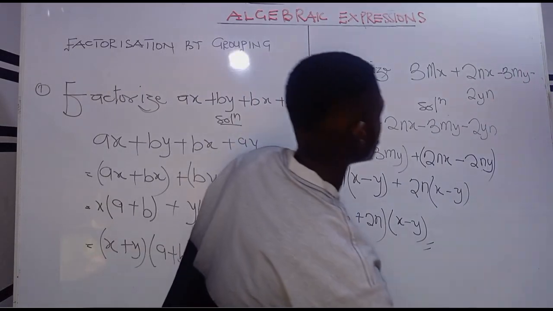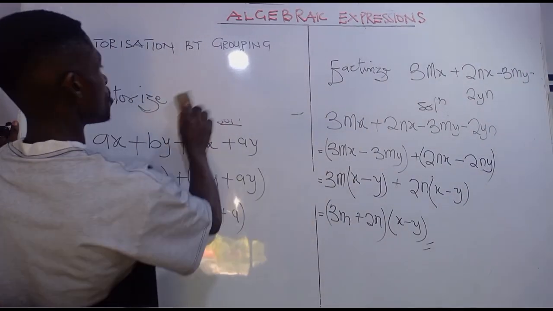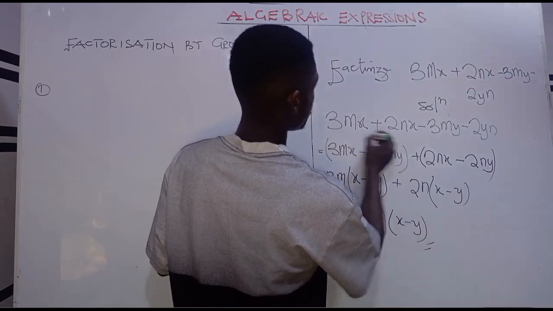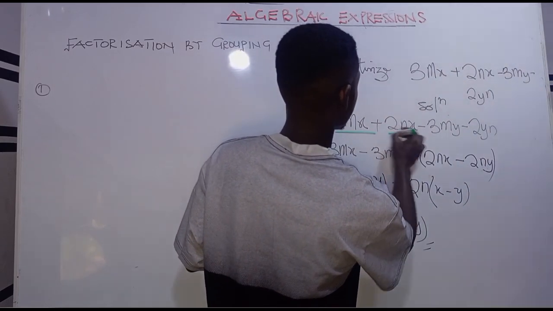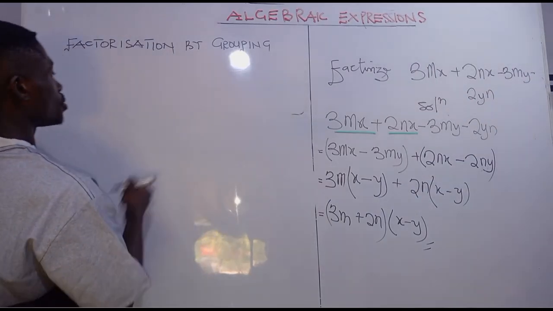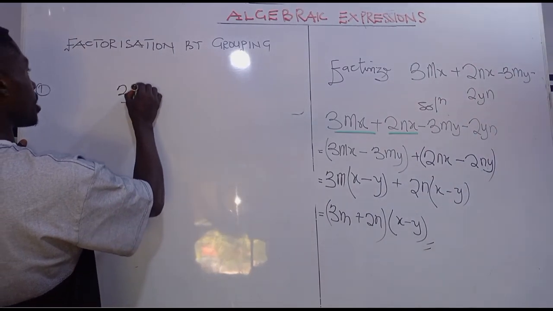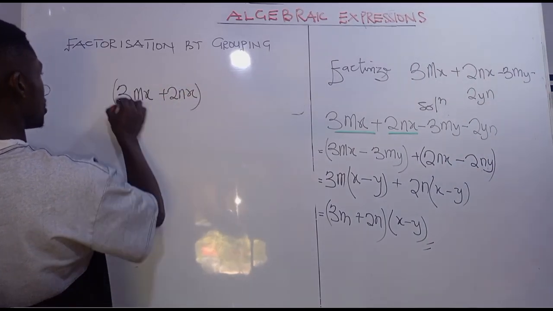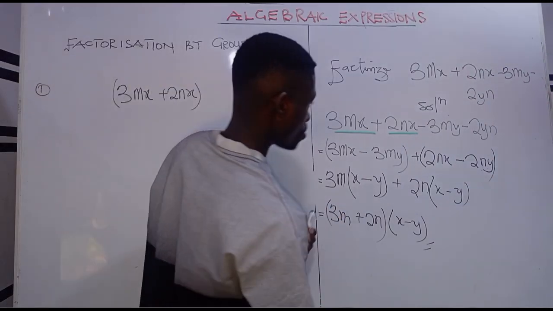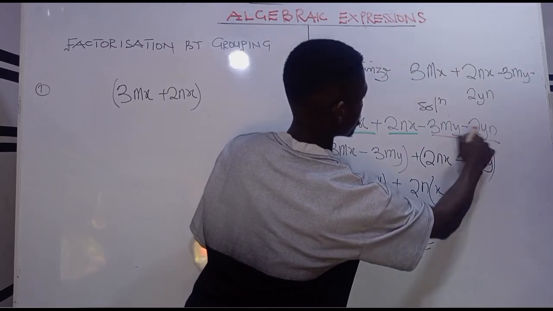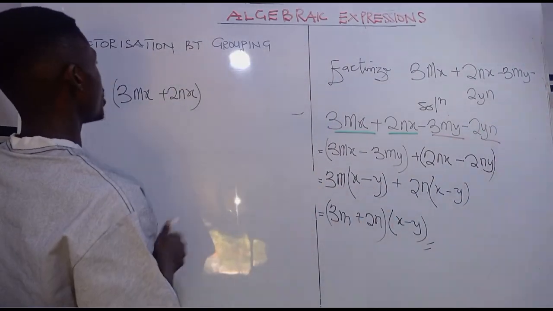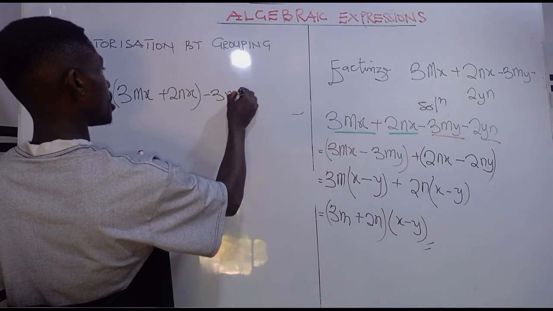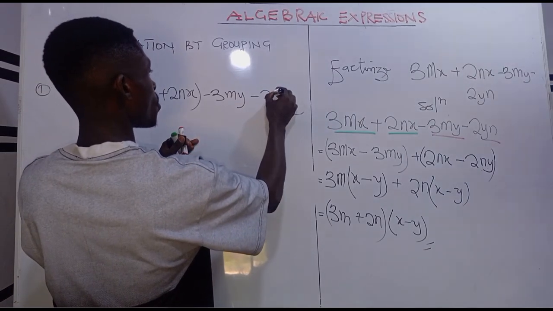Now let's try the other side too. Somebody may also decide to group this and then that. Okay, so let's do that also. So we can have 3mx plus 2nx. Then we group this and that because they have a common variable, which is y. So we have minus 3my minus 2ny.